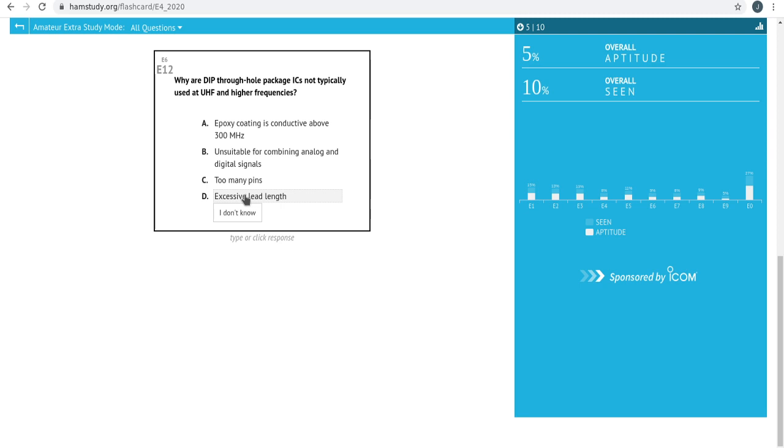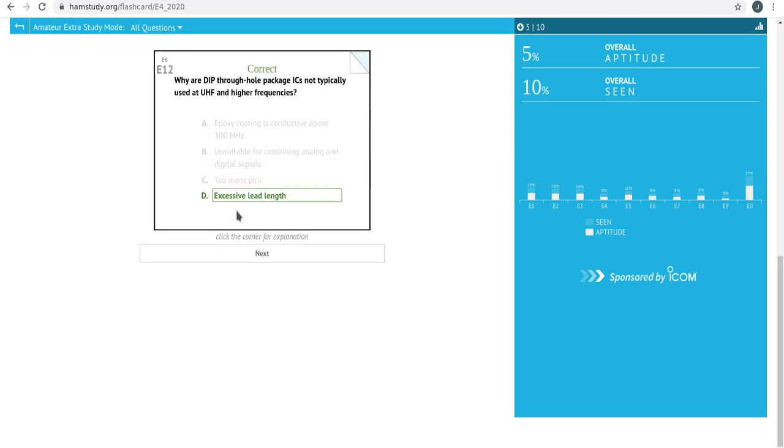Why are the DIP through-hole package ICs not typically used at UHF and higher frequencies? A, the epoxy coating is conductive above 300 megahertz. B, unsuitable for combining analog and digital signals. C, too many pins. D, excessive lead length. This one is D, excessive lead length.